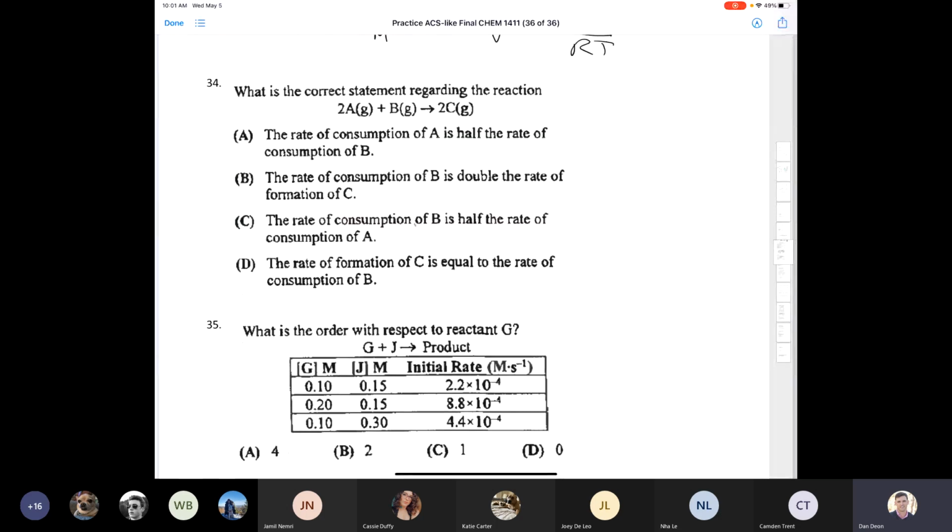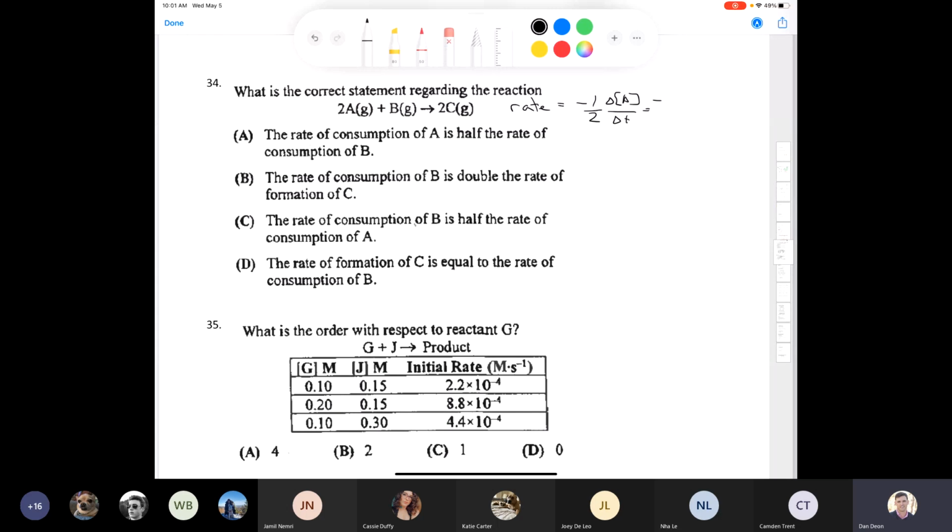And we have all these different scenarios. The rate of consumption of A is half the rate of the consumption of B. The rate of consumption of B is double the rate of formation, so on and so forth. Well, if we write out the relative rates of each one of these, we would say that 1/2 the rate of the disappearance of A, or the change in concentration of A over time, is equal to the rate of the disappearance of B, the change in concentration of B over time, which is equal to half of the change in the concentration of C over time.